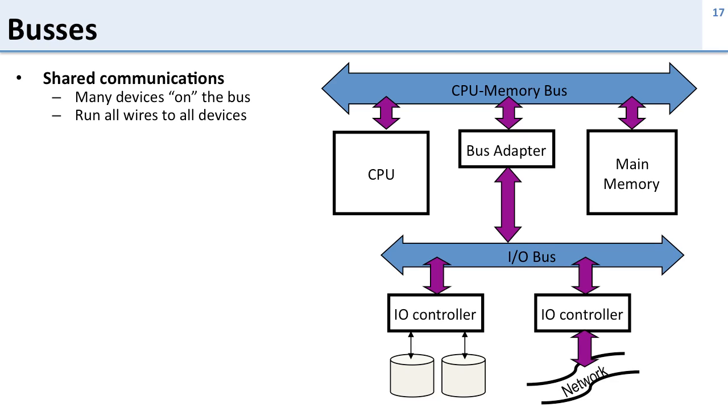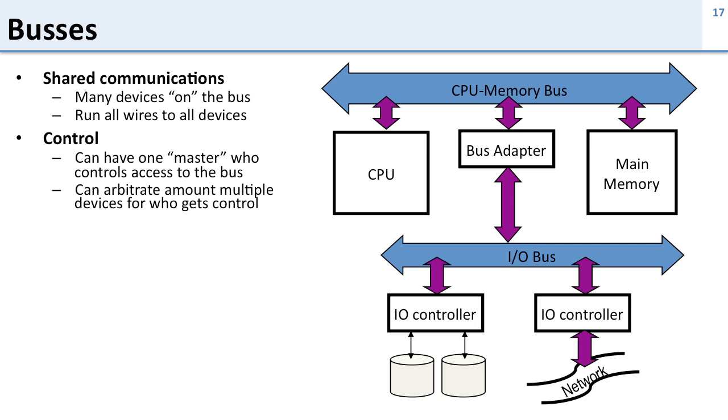So what are buses? Well, they're a shared communications medium. As we see here on the CPU memory bus, we have three devices that are all on the bus. All the wires for the address and the data and control are wired up to the CPU, the bus adapter, and the main memory. When we talk about controlling the bus, we can have one master, that is one device that controls who has access to the bus. For example, maybe the CPU controls who has access to the bus. Or you can arbitrate among multiple devices. So the CPU can ask, does anybody else want the bus? And if they say no, it gets it. And then maybe the bus adapter can say it wants the bus if it has data from the I/O.